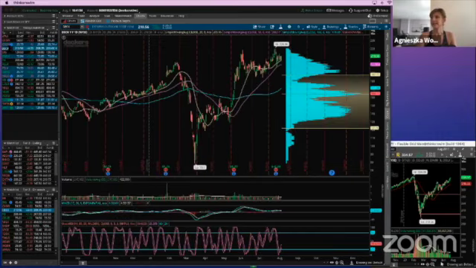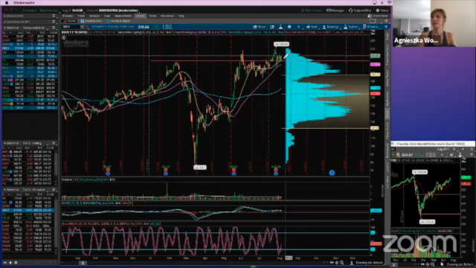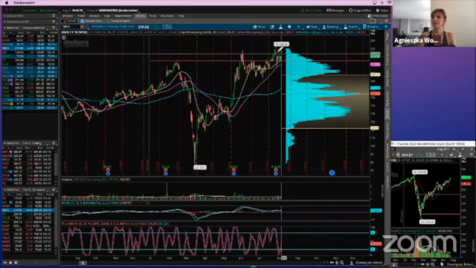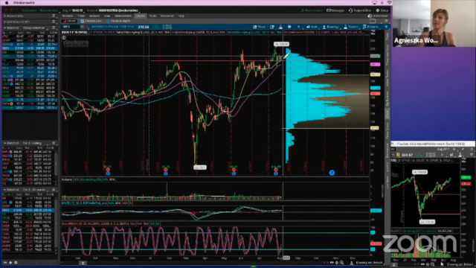Then I have DECK, which looks pretty nice. It had a really nice move up, was consolidating, made a new high, now pulled back to the moving average, to actually that support level. So that is something that, again, I'll be watching. See here, over this level here.